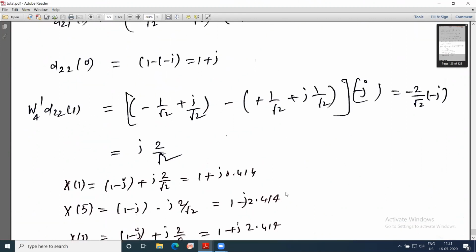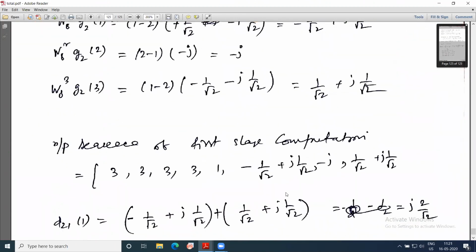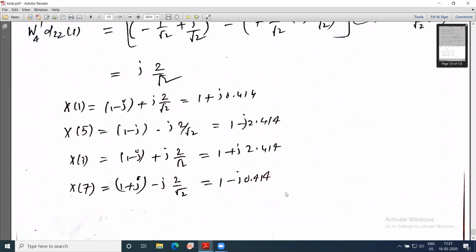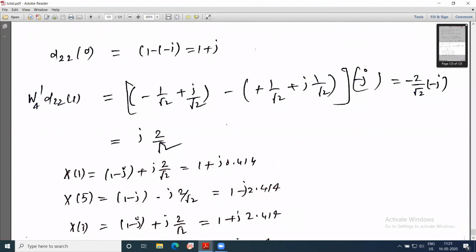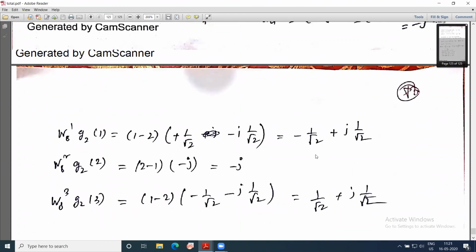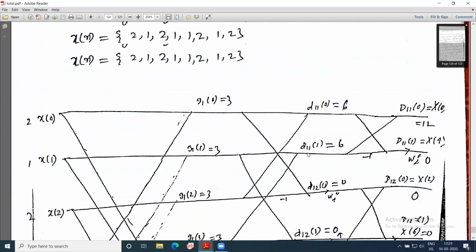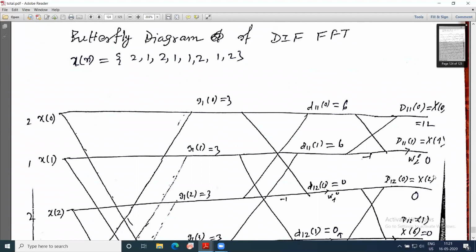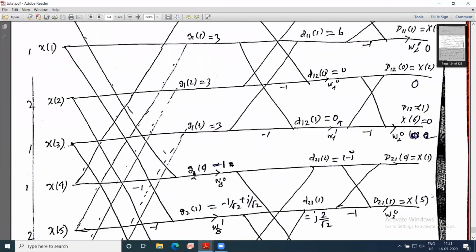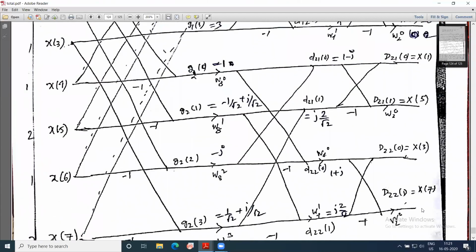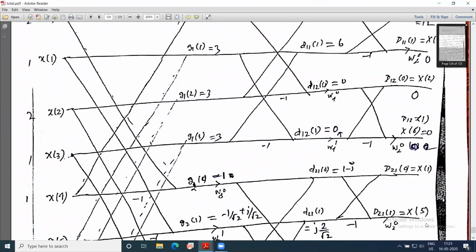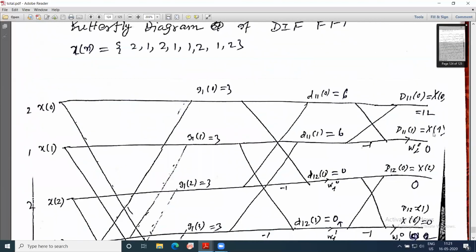Yes. But what we have got from this calculation is that the output will be in the order x0, x4, x2, x6, x1, x5, x3, x7. So I have to organize this. First I have to write the output of the third stage, then organize it as x0, x1, x2, x3. Then you will get the final output.